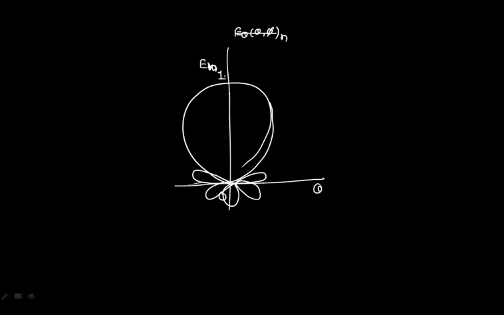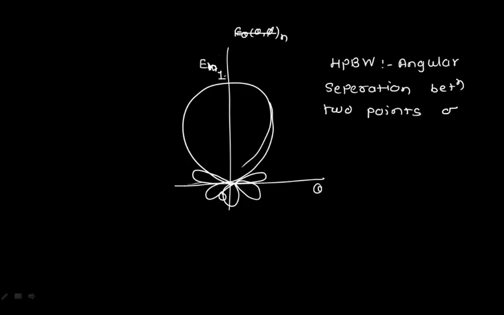Okay, maximum. So here, if I understand what kind of pattern I am getting, I can calculate the half power beam width. What is the half power beam width? The half power beam width is nothing but the angular separation between two points of half power. ठीक है. If I'm saying my power is half, what about the electric field intensity?